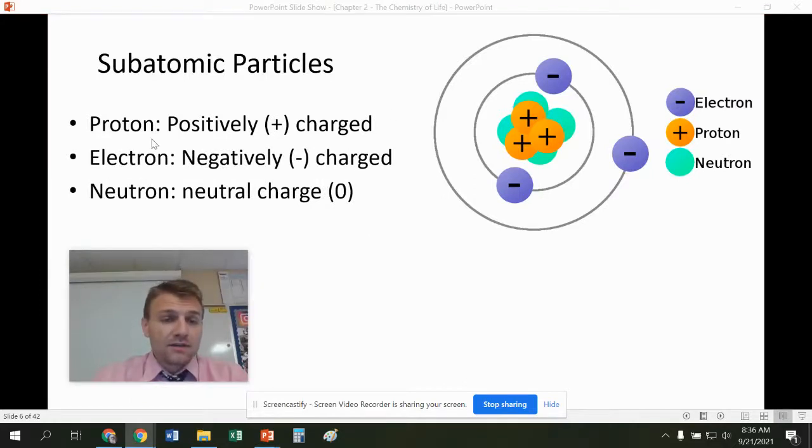Atoms are made of three parts. These are called subatomic, so think sub, below, atomic, that's the atom, particles. Protons are positively charged. They're going to be found in the nucleus. Electrons are negatively charged. They're going to be found around the nucleus. They are in these things called orbitals, which we'll get to next. And neutrons don't have a charge, and they're also found in the nucleus.